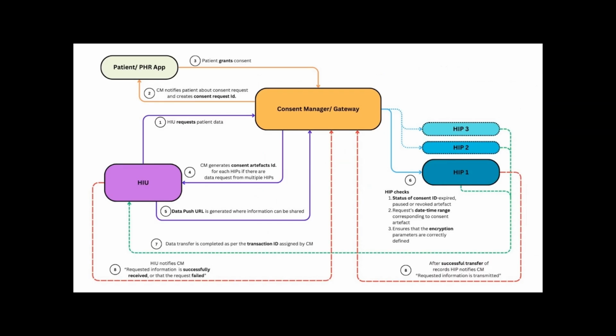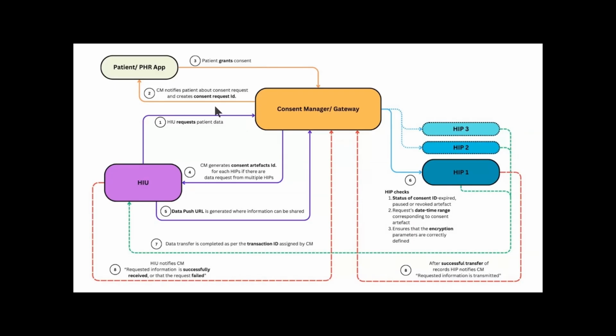This diagram explains the flow of data exchange in a Health Information Exchange Consent Manager (HIECM) system, where different entities such as HIU, Health Information User, HIP, Health Information Provider, and the Gateway Consent Manager work together for secure data transfer. Let's break it down. Step 1. HIU requests patient data. The process starts when the Health Information User, HIU, which could be a hospital or healthcare provider, requests access to a patient's health data. This request is sent to the Consent Manager, CM, to initiate the data exchange process.